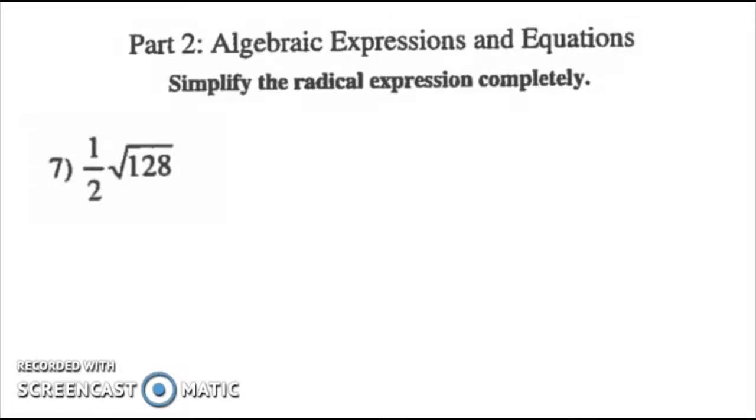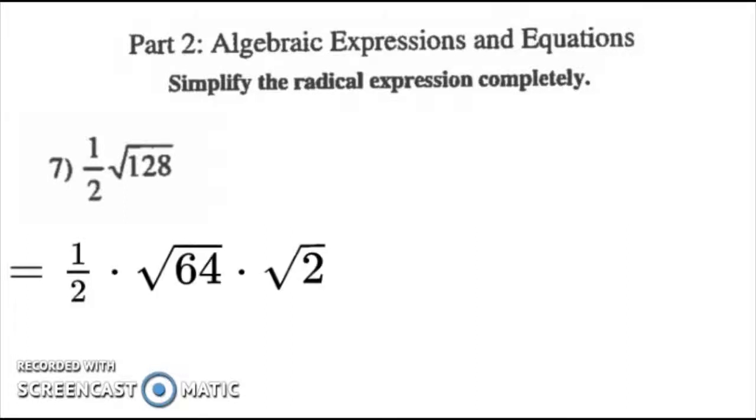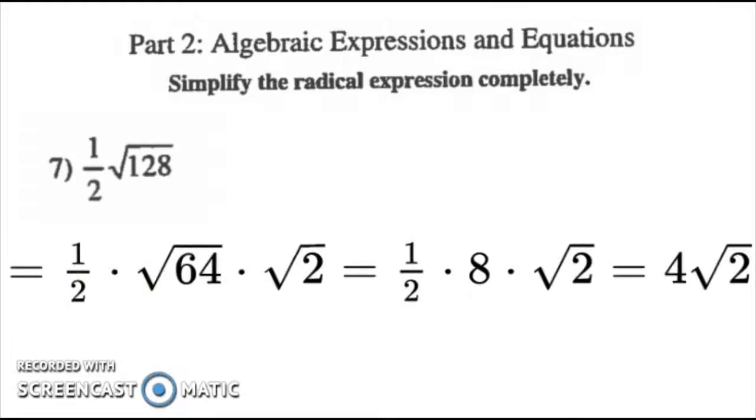Number 7 is the same idea. So the largest perfect square factor of 128 would be 64. So 64 times 2 gives you 128. So we have 1/2 times the square root of 64 times the square root of 2. The square root of 64 is 8. So 1/2 times 8 is 4. So 4 radical 2 is my answer for number 7.